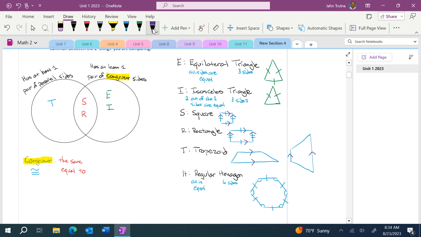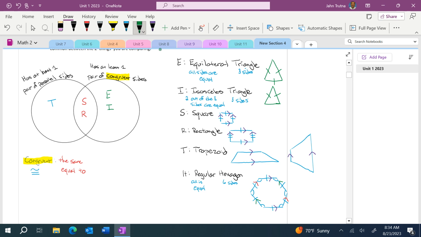Okay. Now, in a regular hexagon, the top is parallel with the bottom. This top left side is parallel with this bottom right side. And the top right side is going to be parallel with the bottom left side. So let's go ahead and answer the questions for a regular hexagon. Does it have at least one pair of parallel sides? The answer is yes. Actually, it has 3 pairs of parallel sides, indicated by the purple, the green, and the red arrows.